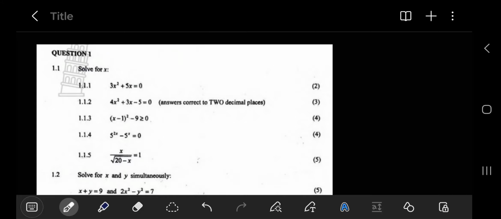We're given 3x squared plus 5x is equal to 0. So for this type of question, we've got a binomial, and we notice that both terms have x in common. Let's pull out x as a common factor. In the first term, you are left with 3x. In the second term, plus 5. That is equal to 0.